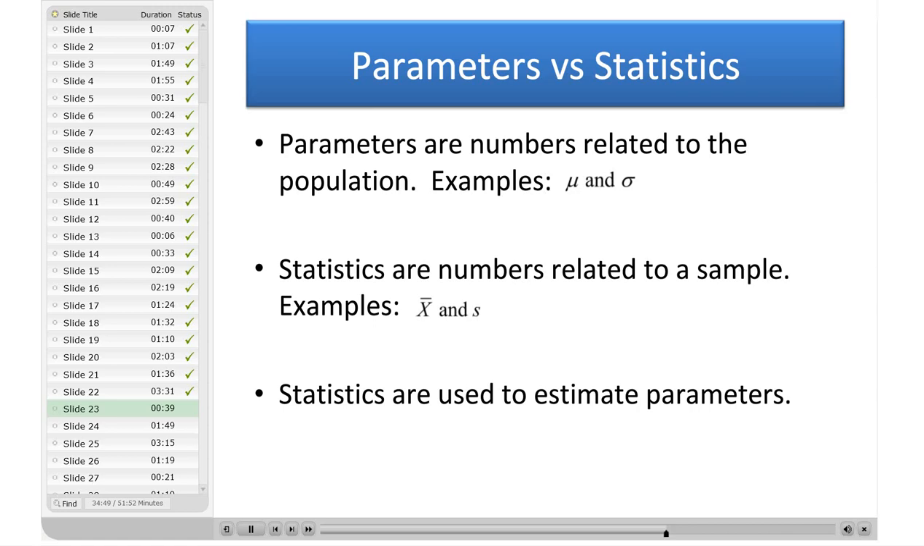If you're trying to figure out whether something is a parameter or a statistic, you basically just need to ask yourself, did I use every single number in the population to calculate this? If so, it's a parameter. If you only used numbers from a sample to calculate it, it's a statistic.